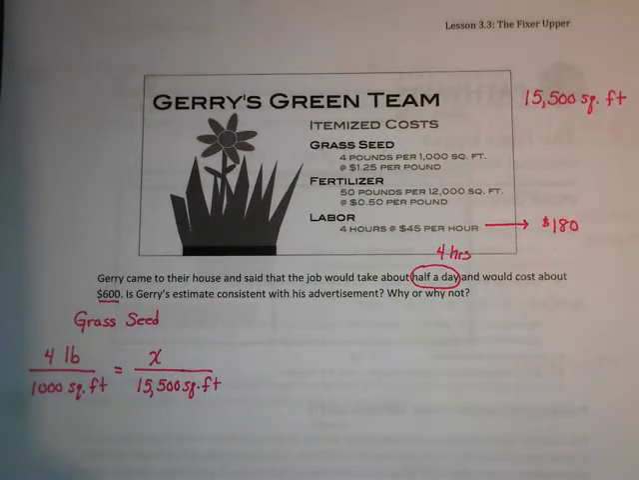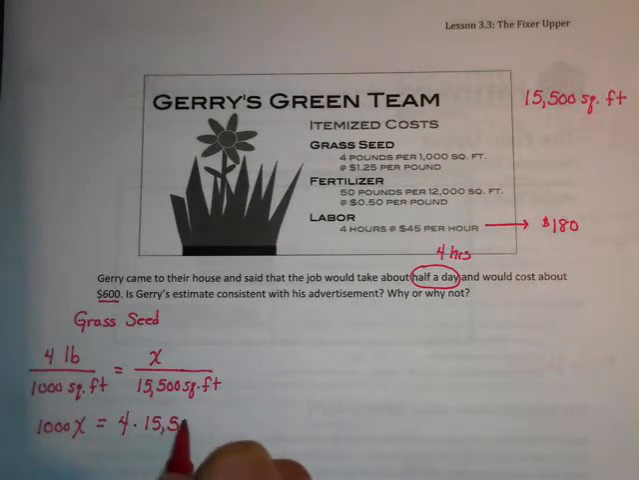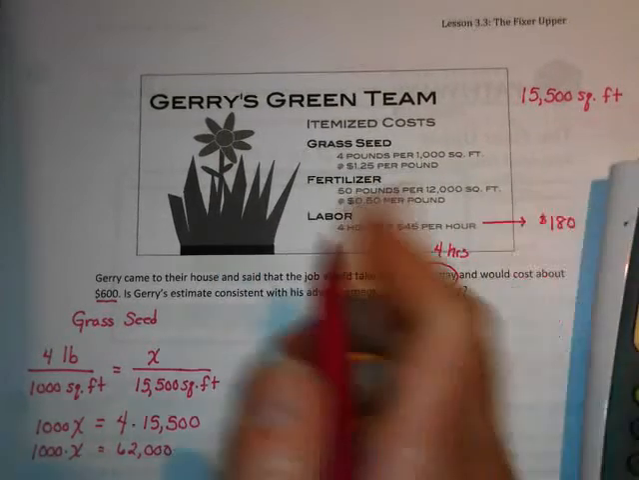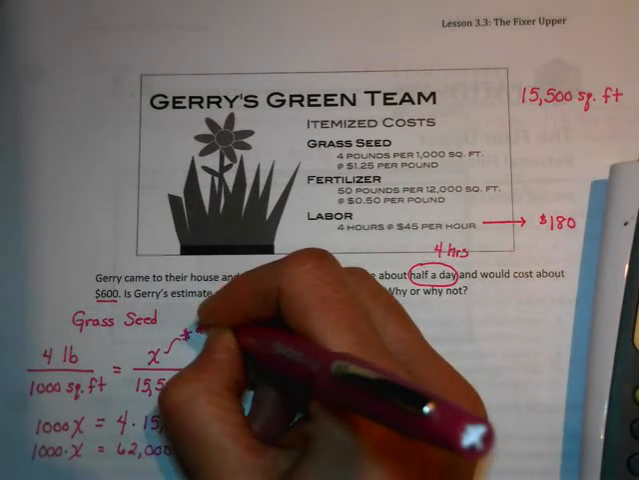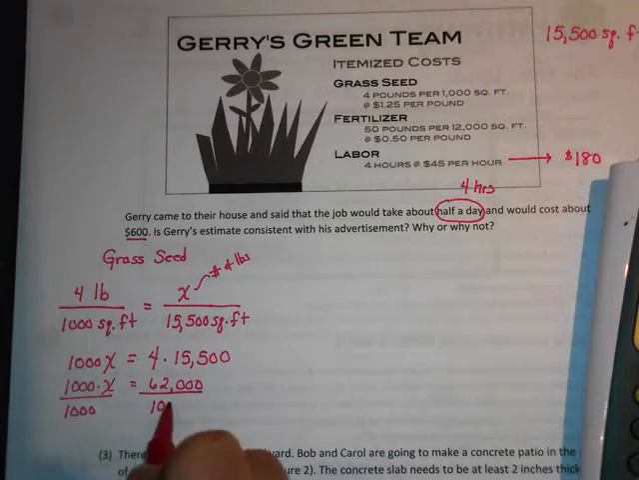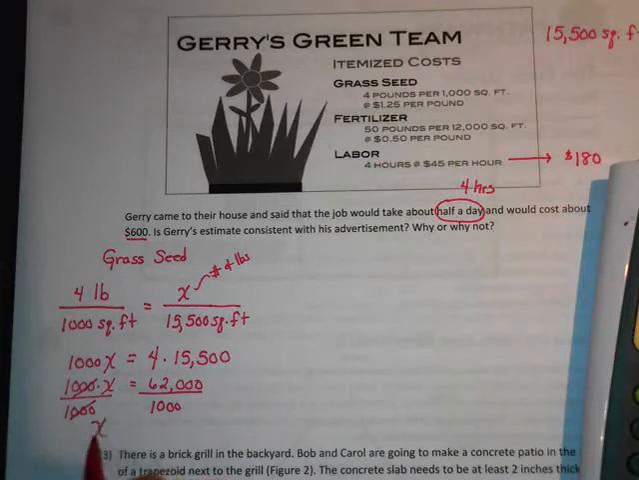So, what do you remember about solving proportions? Do you remember that you need to cross multiply to solve a proportion? So we'll take x times 1,000, and that's going to equal 4 times 15,500. So what's 15,500 times 4? Okay, so that's 62,000, and that's going to equal 1,000x. Remember, x is the number of pounds I need. So to solve for x, let's divide both sides by 1,000. And if you do that on your calculator, you should get that you need 62 pounds.